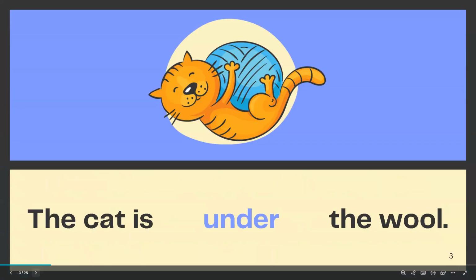Now let us see. Here you can find the cat is under the wool. It is holding on its belly, so it is under the wool. Under is the preposition. The cat is the subject. The wool is the object. Now the subject object relation is shown here. It is under.